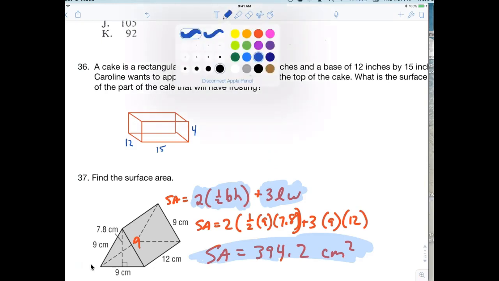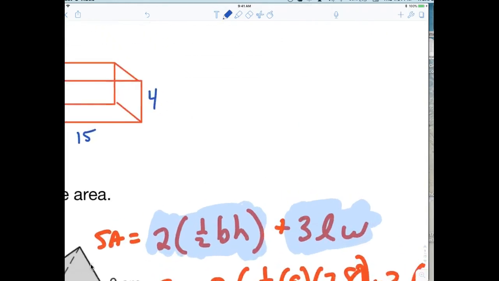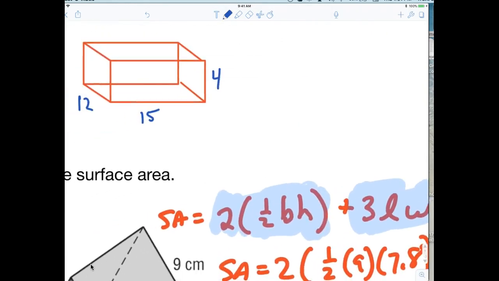All right, now because of that, I want to put icing on the top of the cake. So please stay with me, because this is something you shouldn't make a mistake on. What are the dimensions of the top rectangle? 15 by 12. Good, 15 by 12.